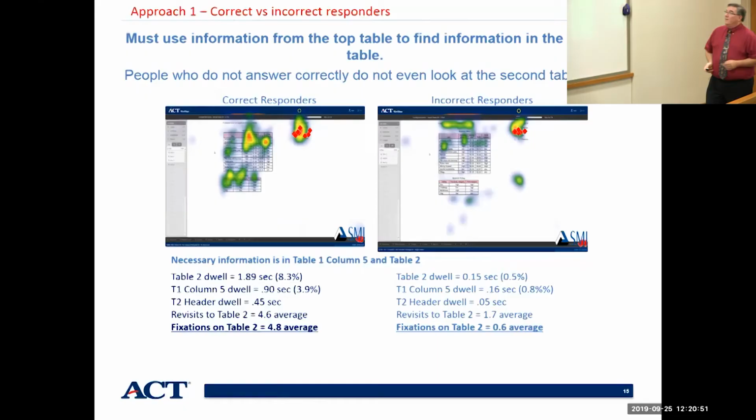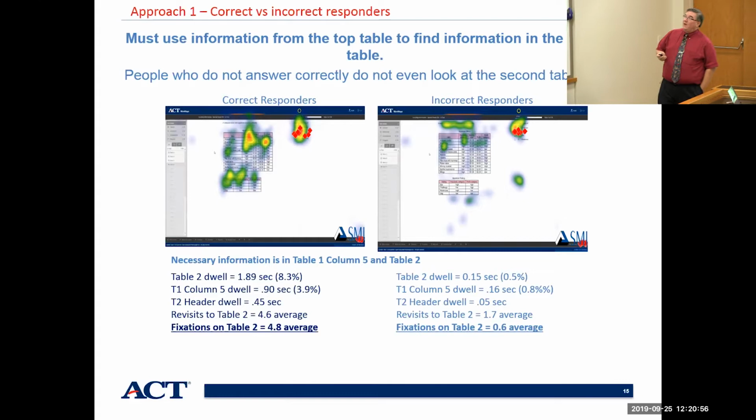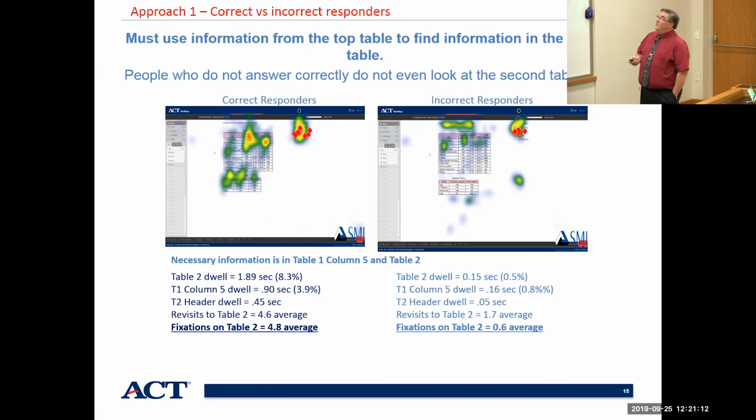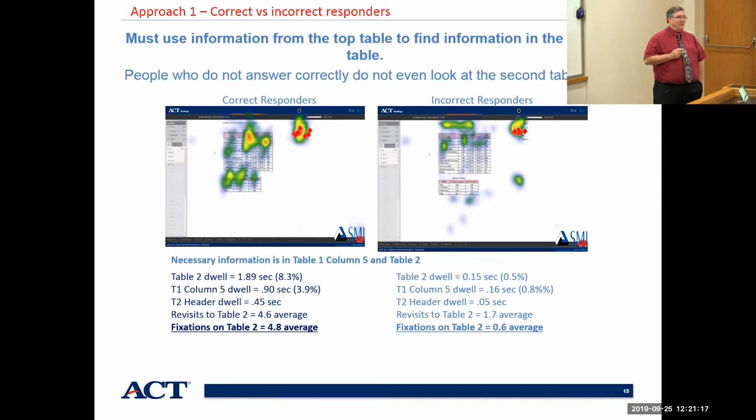So the way that a heat map works here is that the red areas represent the highest concentration of time, the highest percentage of time. And then after that, the yellow is a little bit lower than that, then the green, then the blue, and whiter areas where people don't really look much at all, at least not enough to measure. And so this is one of the problematic items that we have on WorkKeys 2.0 in the original redesign. This should be a relatively straightforward question.